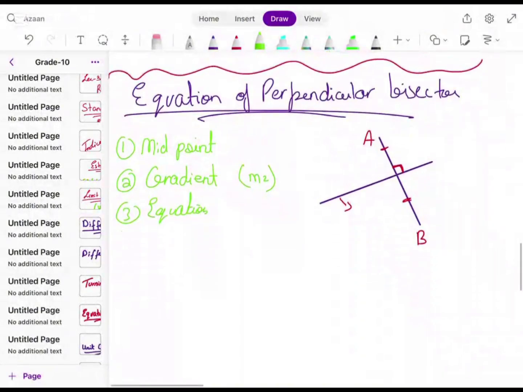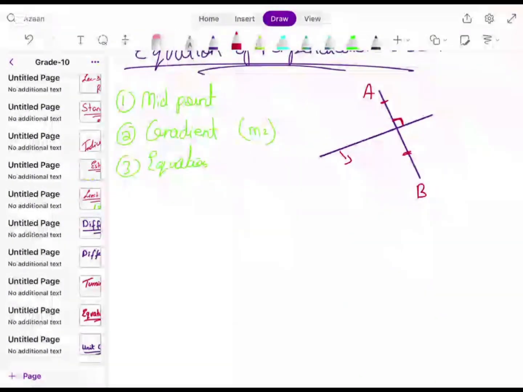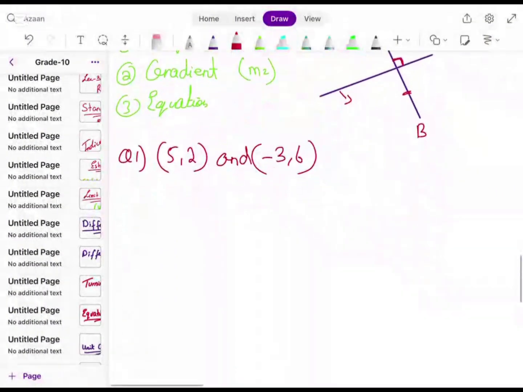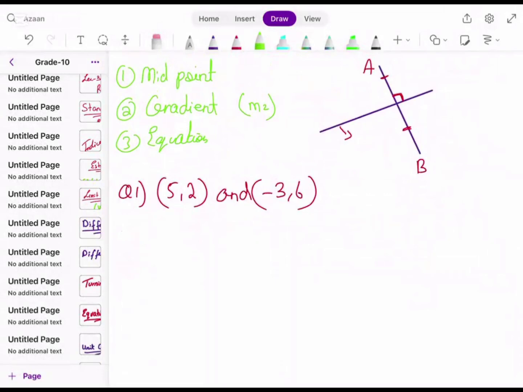Now, we will do one example. For example, I have a question. I have to find the equation of the perpendicular bisector, and I'm not writing the whole question, I'm just writing the points. The question is: find the equation of the perpendicular bisector of the line segment joining (5, 2) and (-3, 6). So the first step is to find the midpoint.